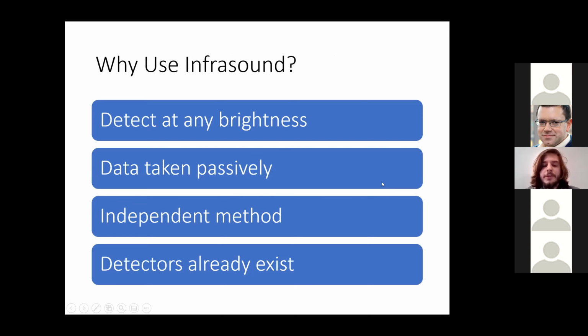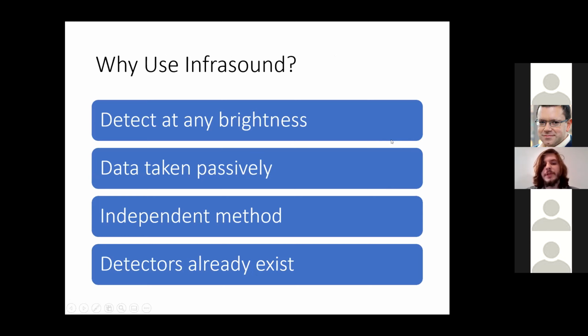There are a few key advantages of infrasound. You can detect at any brightness: during the day, during the night, during the full moon. It acts as an independent method, so if you miss a meteor optically, then you might be able to fill in the gaps with infrasound data.